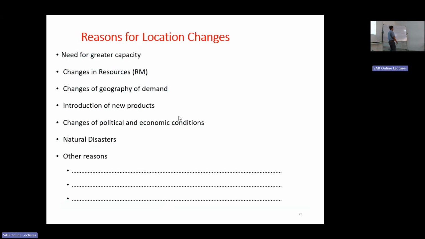However, if the existing location is no longer advantageous for the business, it's perfectly all right to make a decision to relocate. What is it? Relocate. These are a few reasons. Can you understand them? When a firm looks for greater capacity, if the existing place is not enough, it is better to relocate.